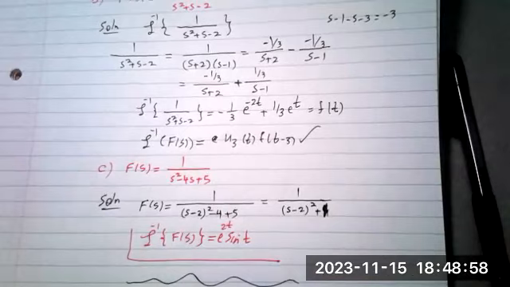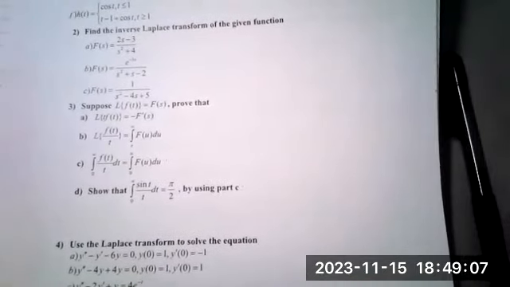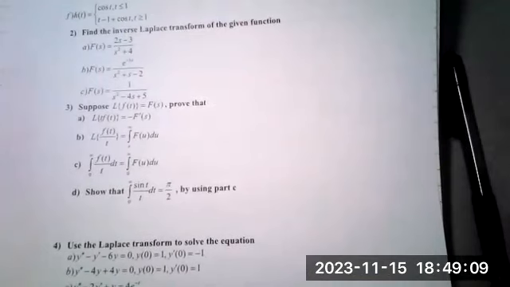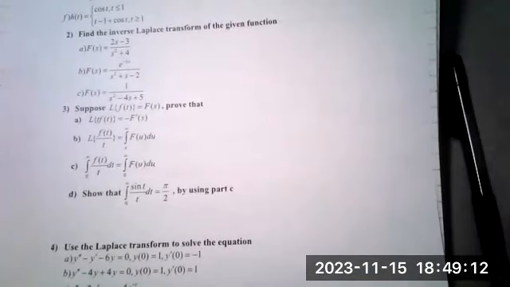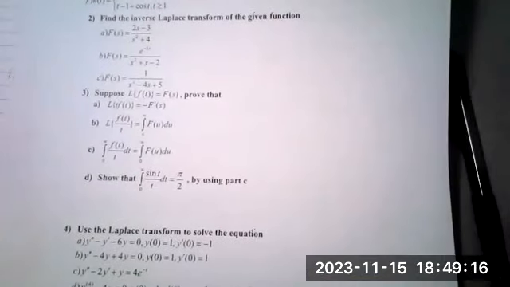Now, question number 3, I'll do it later on, Parviz. Okay, this is quite interesting. Look at this part D is the one: the integral from 0 to infinity of sine t over t dt is pi half. This is a great problem in calculus. In calculus 2, it's an improper integral.